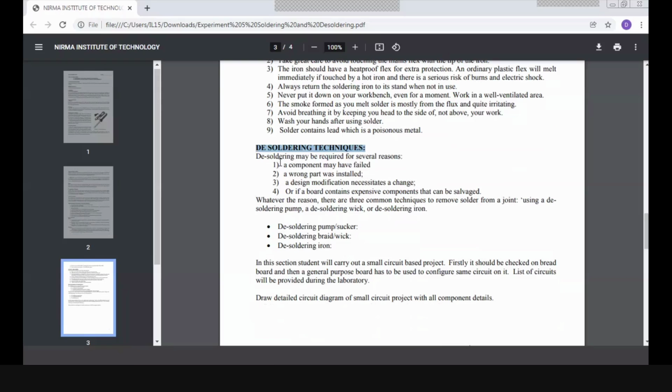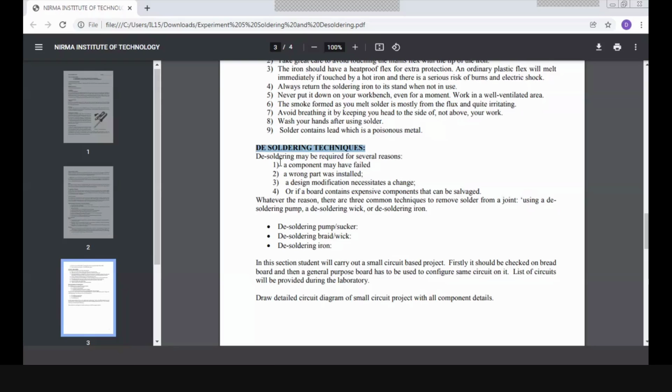Desoldering means you have to remove what you previously soldered. Then you need to fix it. Secondly, suppose you have joined a wrong component, then also you need to desolder it and remove it, and then only can you solder your component again. Suppose you want to modify your circuit. You made a circuit and now you want to modify it, then also you will have to use a desoldering technique to remove components.